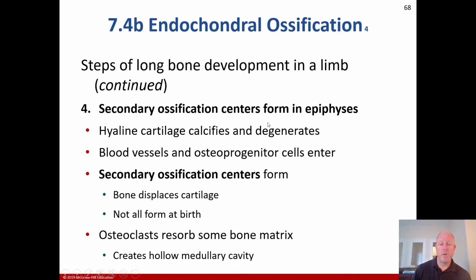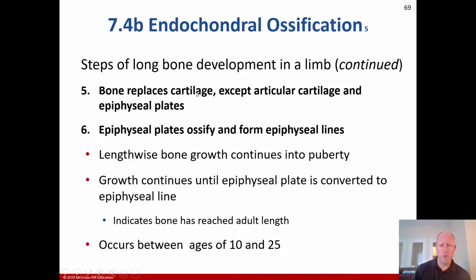The secondary ossification centers form in the epiphyses at the ends. Hyaline cartilage calcifies and degenerates, blood vessels and osteoprogenitor cells enter, and then secondary ossification centers form as bone displaces that cartilage, and not all of it is going to be formed at birth. Osteoclasts resorb some bone matrix, a concept we're going to see over and over again when talking about the skeletal system, and it creates a hollow medullary cavity. Bone replaces the cartilage, except the articular cartilage and the epiphyseal plates. The epiphyseal plates ossify and form the epiphyseal lines, and then lengthwise bone growth continues into puberty.